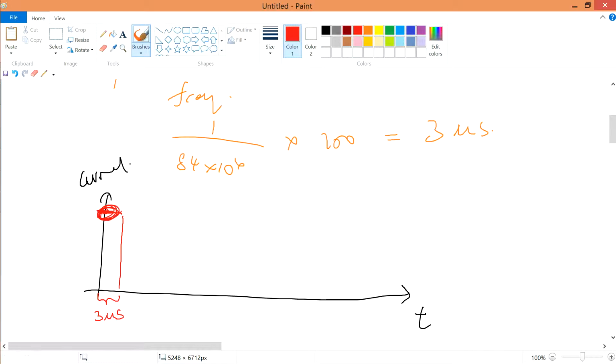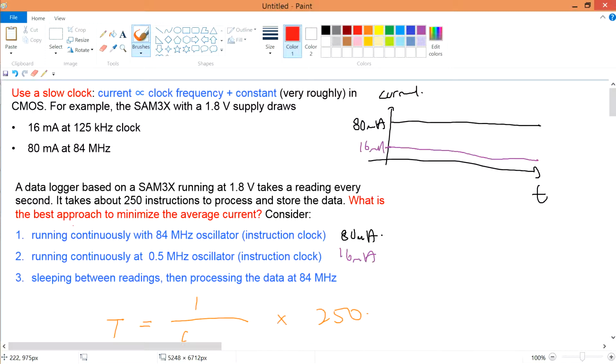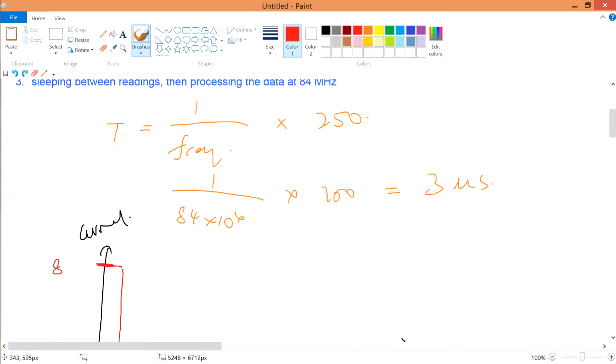While this particular magnitude, it's 80. Is it 80? Yeah, it's 80 milliampere, because it's shown over here for 84 megahertz, 80 milliampere. So currently we're processing the data using 84 megahertz, so we have about 80 milliampere.